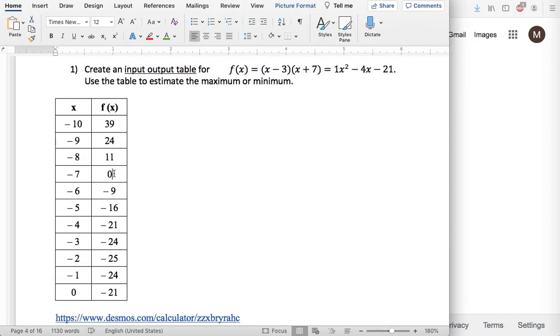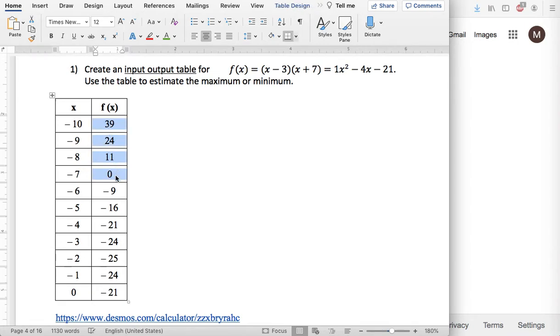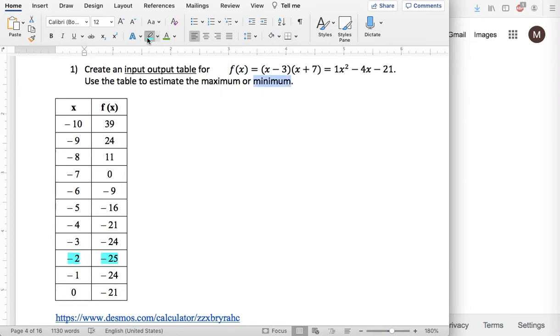If you notice, going more and more to the left of the graph, it goes up forever, it increases. So we're looking for a minimum here, and it gets smaller, gets smaller, gets smaller, the y does, until right here. So there is your minimum.